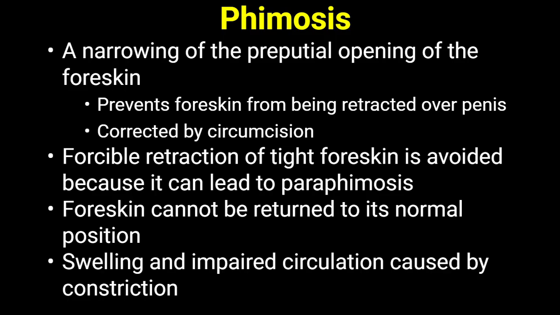Phimosis is a condition in which the foreskin is too tight to be pulled back over the glans penis. In infants and young boys, this is often physiologic, meaning it is a normal developmental finding. As boys grow, the foreskin gradually becomes more retractable. Parents and caregivers should never forcibly retract the foreskin. Forceful retraction can cause pain, bleeding, scarring, and may lead to paraphimosis.